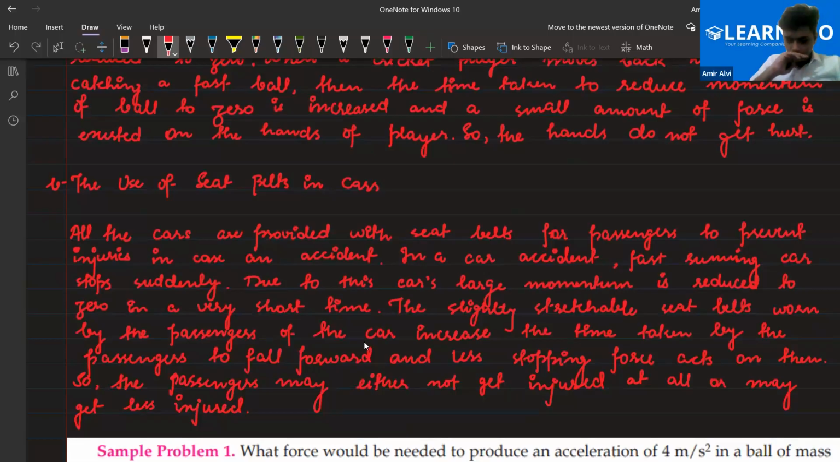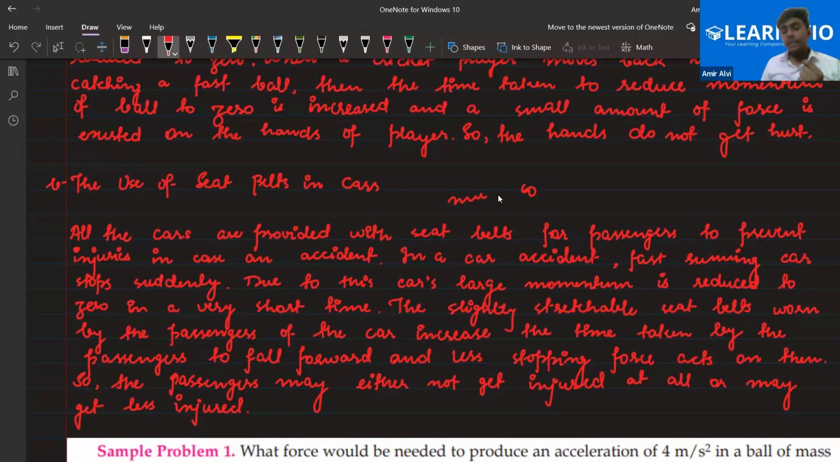That says all the cars are provided with the seat belt for passengers to prevent injuries in a car accident. In a car accident, a fast running car stops suddenly. So if the car is moving with some velocity v, momentum mv, suddenly the momentum is changed to zero. If you suddenly change the momentum to zero, you will experience a large force because the time taken to change the momentum is very small, right?